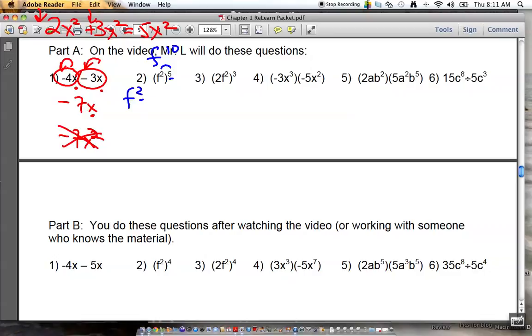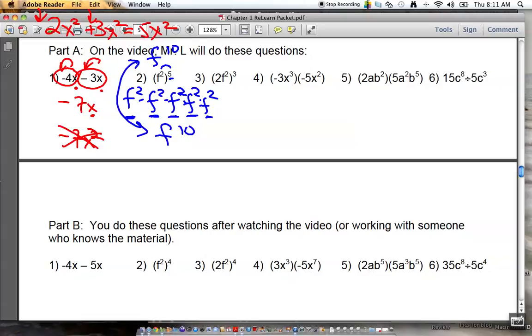Another way to do it is to do f squared times f squared times f squared times f squared times f squared. See, I use it as a factor 5 times: 3, 4, 5. And then, since I'm multiplying the monomials, the rule is to multiply coefficients. That's just 1, so it doesn't matter. Add exponents: 2, 4, 6, 8, 10. It's f to the 10th. So whichever way you want to arrive at it is fine.